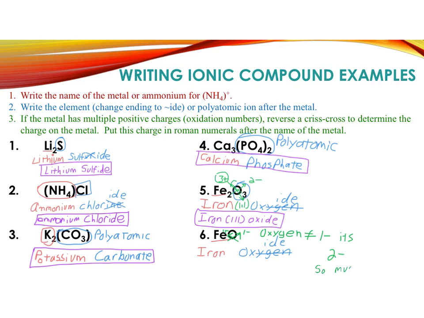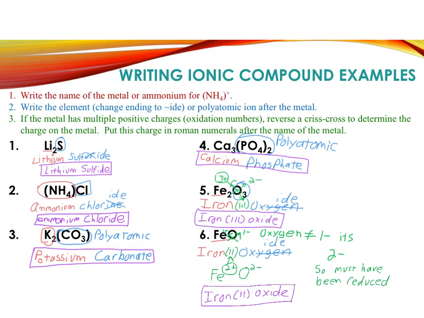So, because it's not showing me the 2- here, because it's acting like it's 1-, there must have been a reduction. Remember when we reduced things when we crisscrossed before? So that oxygen really should have been oxygen with a 2-, meaning the iron had to have a 2+ so that it would have canceled. This 2+ means that iron gets a Roman numeral 2, and so I have iron 2 oxide in the case of FeO, which is different than iron 3 oxide.